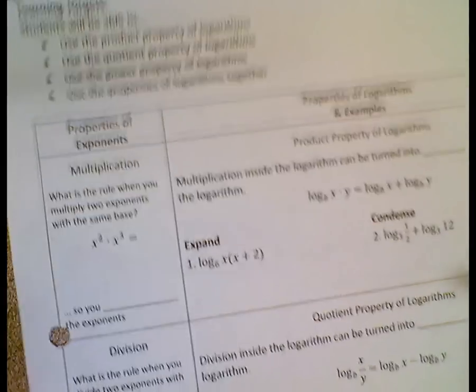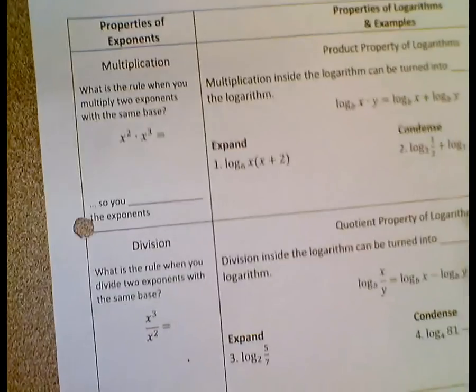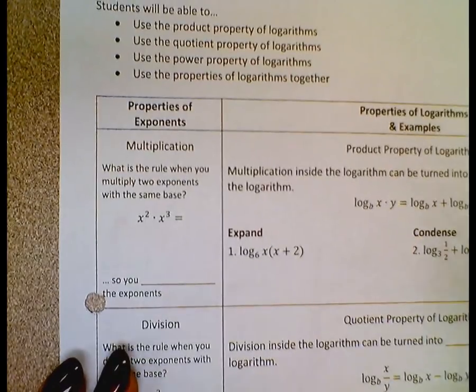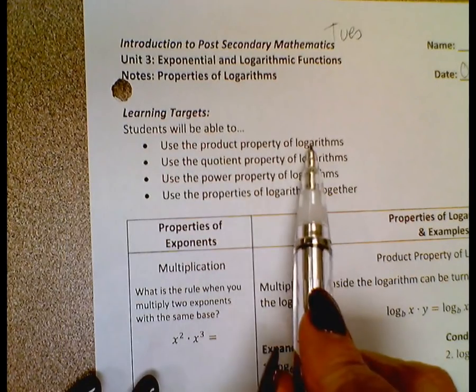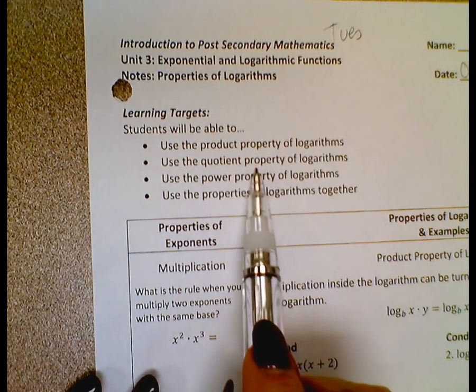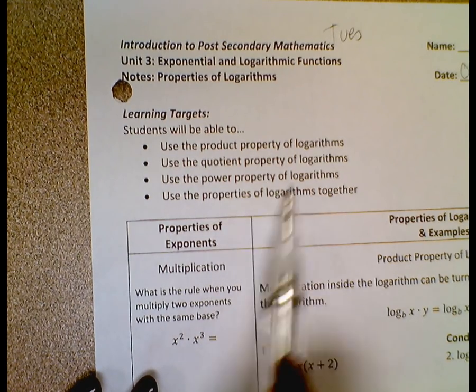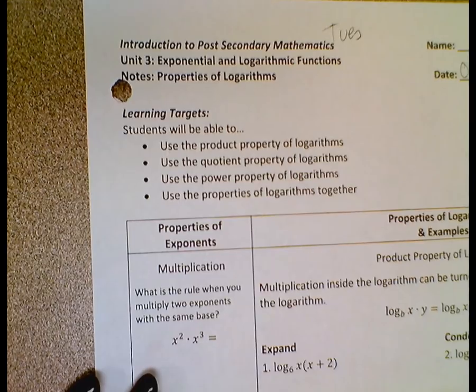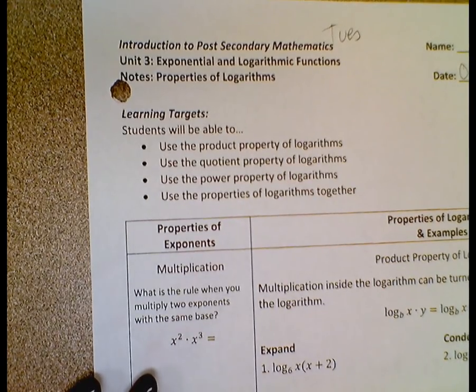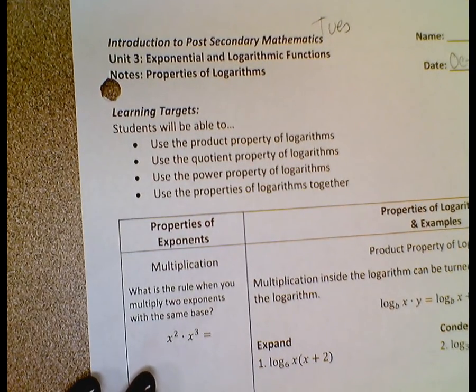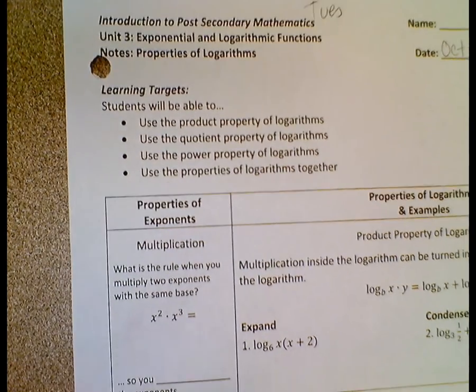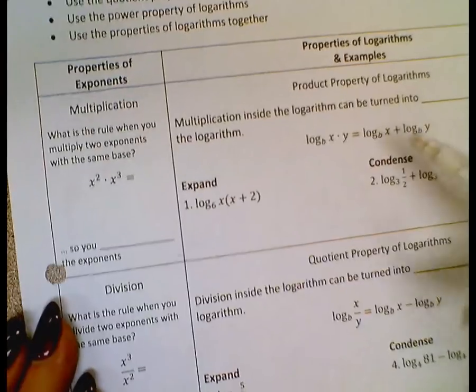So today you do not really need a calculator. This is all about expanding. So we're going to use the product property of logarithms, the quotient property of logarithms, the power property of logarithms, and properties of logarithms together. Like we're going to put all three of these together. These are to help when you're solving equations with logs to make it a little bit easier. So we break it down into three of them.